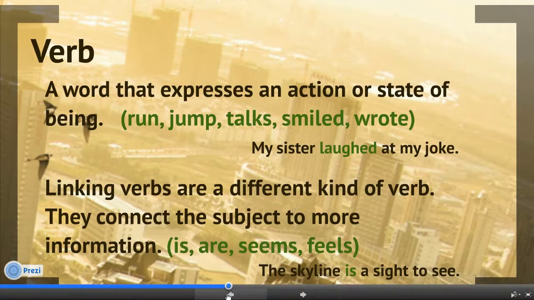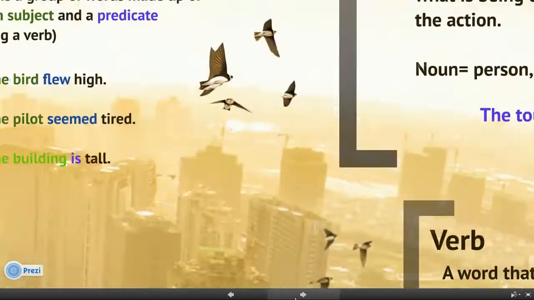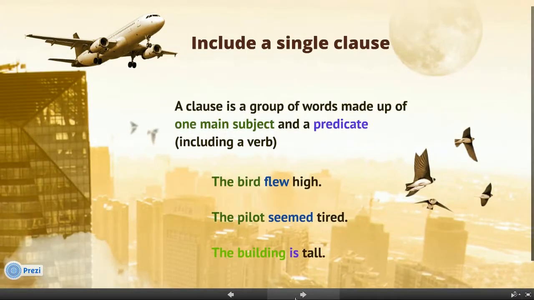Now, going back to what we said about what is a simple sentence, it has one single clause, meaning it has one main subject and one predicate, or it has one subject and a verb. A subject and a verb. If it has both of those, it could be a simple sentence.